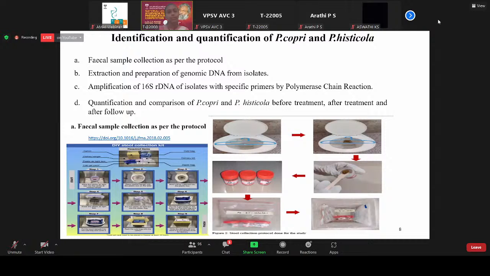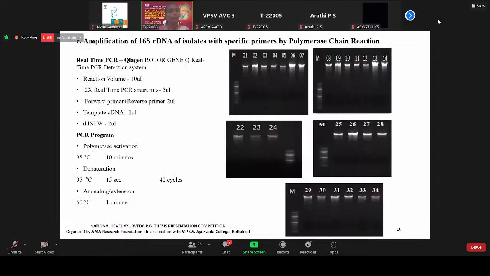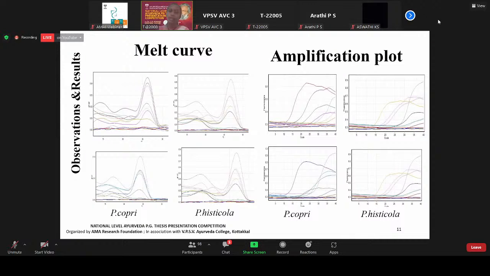Moving on to the identification and quantification of Prevotella copri and Histicola, fecal sample collection was done as per the protocol. Figure number 2 shows how we collected, and extraction and preparation of genomic DNA from isolates using DNA stool mini kit, and amplification of 16S ribosomal DNA of isolates using specific primers by polymerase chain reaction using Rotogene Q and Cybergreen, and then the quantification of the 3 experimental values were compared.